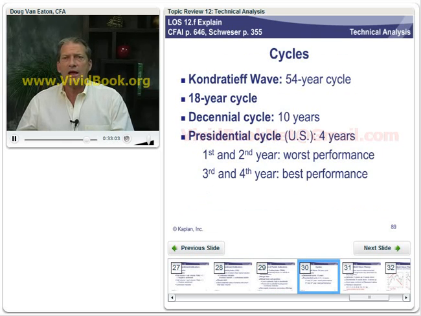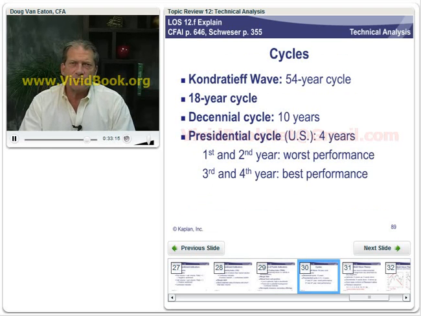One of our last topics here is cycles. Technical analysts, at least some technical analysts, look at cycle theory. We've got these Kondratief waves, which are 54-year cycles. One of the troubles with these is we don't have that many 54-year cycles to look at in the developed equity markets. This is made up of 18-year cycles. 3 times 18 is 54.